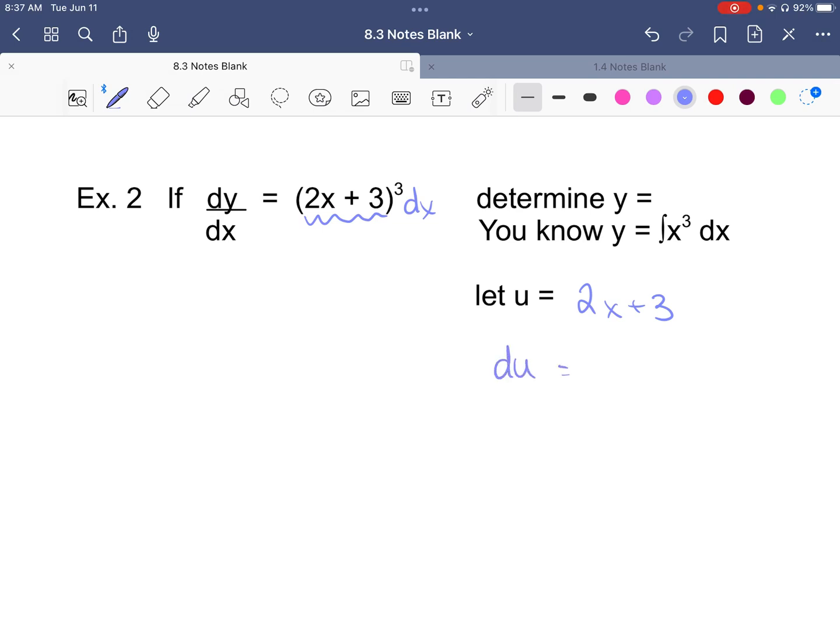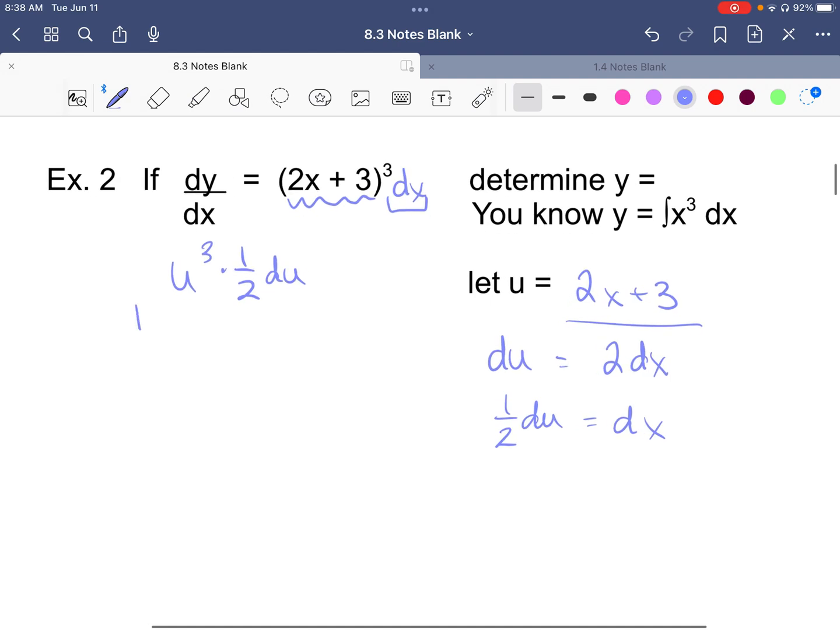So du equals 2 dx. And again, because we've got our dx, we are going to isolate that. So 1/2 du equals dx. Rearranging our integral with the thing that we substituted. So u cubed, and dx is really 1/2 du. Integrate that, u cubed du.